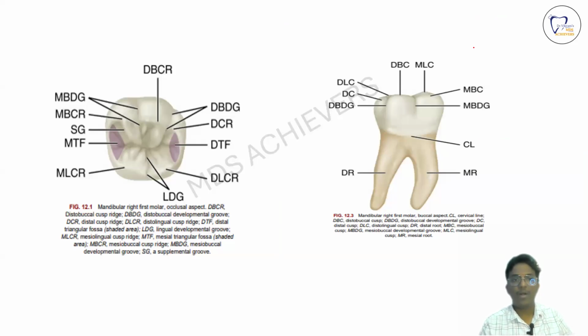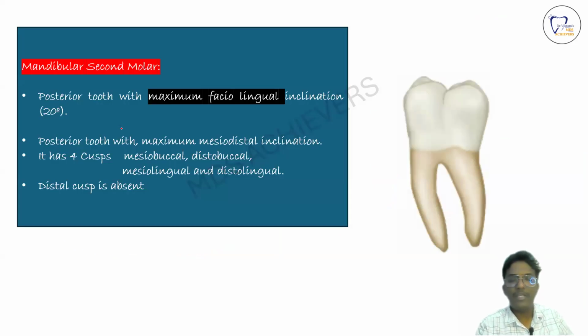You can see all the cusps and the location, that is like reserving well. They are not going to ask you the transverse ridge and all. But when we do any kind of composite restoration, then we have to be focusing on these things. Otherwise, we are not going to create any proper kind of anatomy.